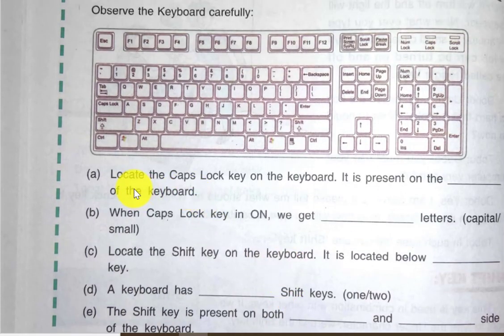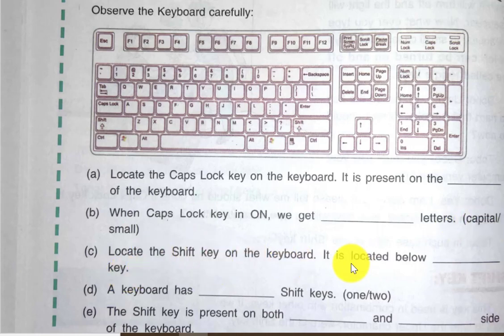This is the activity. Locate the caps lock key on the keyboard. It is present on the left side of the keyboard. Look, where is the caps lock key? Here. It is present on the left hand side of the keyboard. When the caps lock key is on, we get capital letters. We already learned that when the caps lock key is on, we get capital letters.